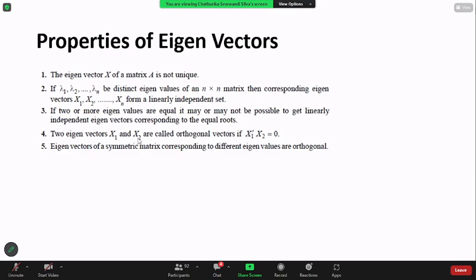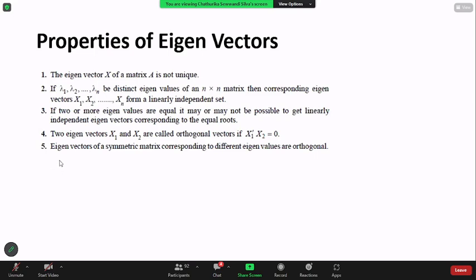2 eigenvectors x1 and x2 are called orthogonal if one eigenvector multiplied by its transpose, that is, the transpose of the first eigenvector multiplied by the second eigenvector, equals 0. If two eigenvectors are orthogonal, this condition must be satisfied. So if the transpose of the first eigenvector multiplied with the second eigenvector becomes 0, then we can say these 2 eigenvectors are orthogonal.